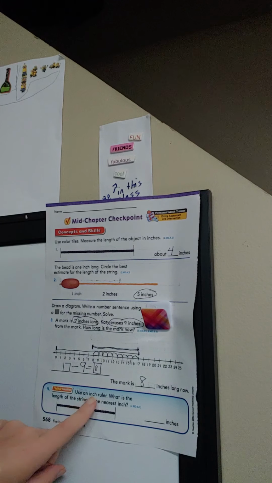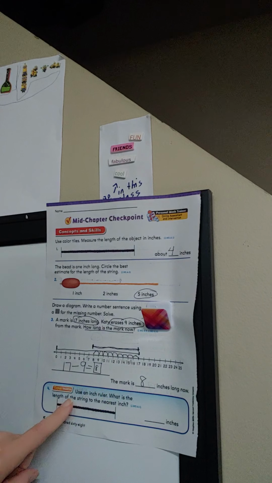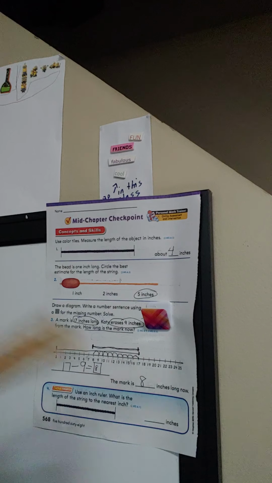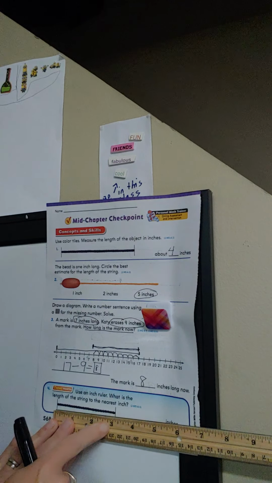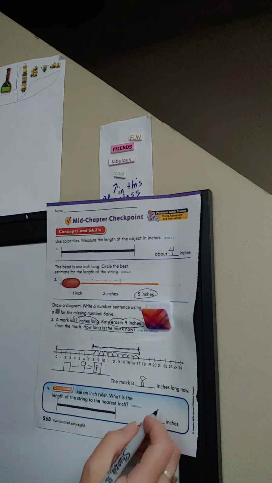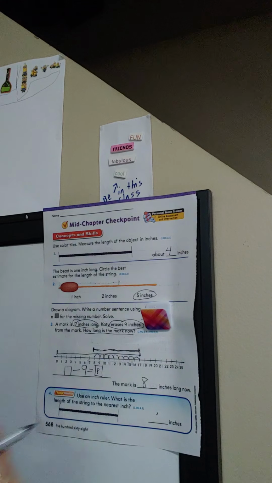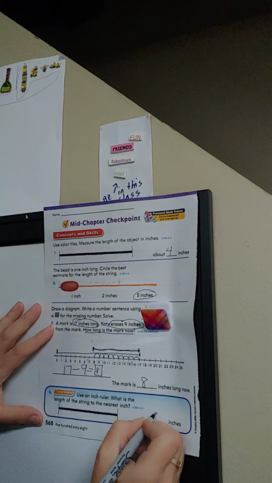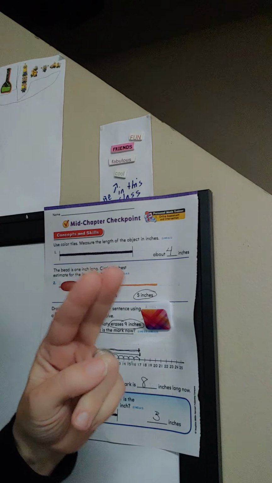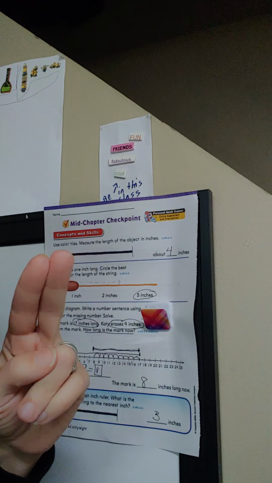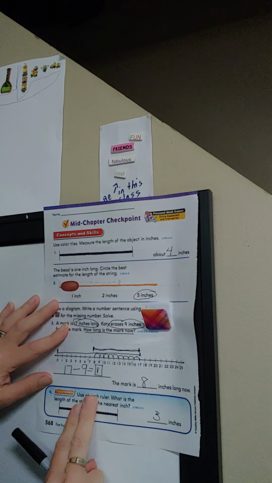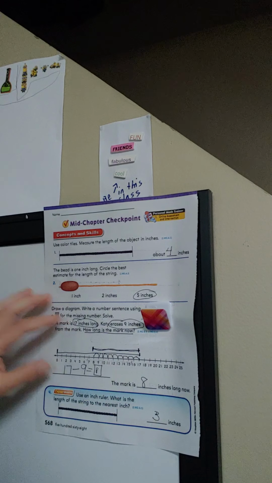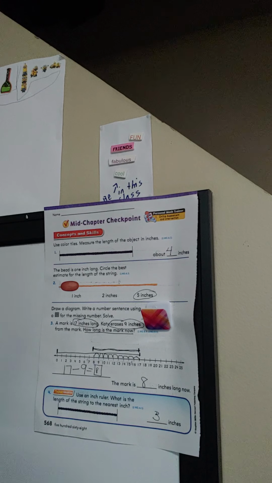Down here it says use an inch ruler. What is the length of the string to the nearest inch? So I'll use my ruler again. To the nearest inch. You can see it's 3 inches. I'm going to go ahead and write it in there. If you don't have your ruler, use your fingers. Remember we talked about yesterday, 2 fingers is about 2 inches. So you can just go ahead and say 1, 2, 3, and you'll get your 3 inches.